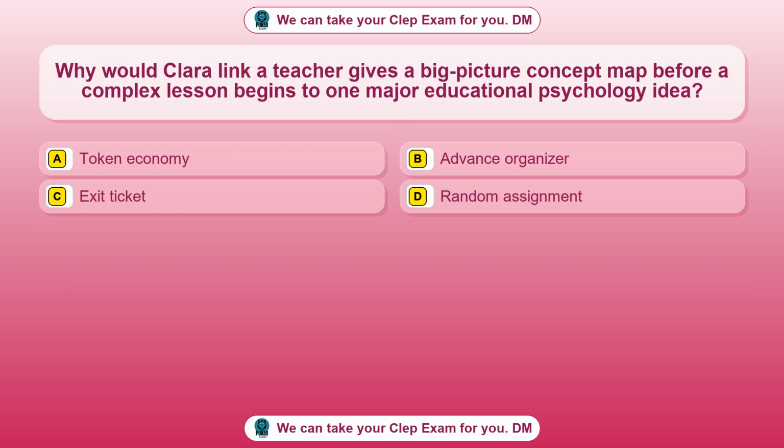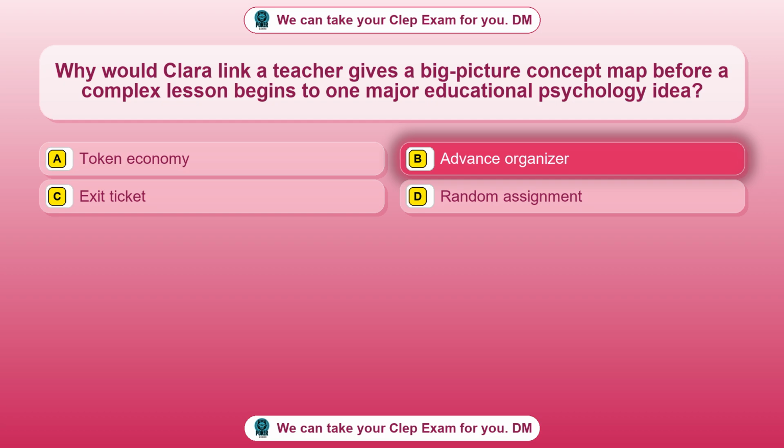Question 43. Why would Clara link a teacher giving a big picture concept map before a complex lesson begins to one major educational psychology idea? Option A, token economy. Option B, advanced organizer. Option C, exit ticket. Option D, random assignment. The correct answer is option B, advanced organizer.